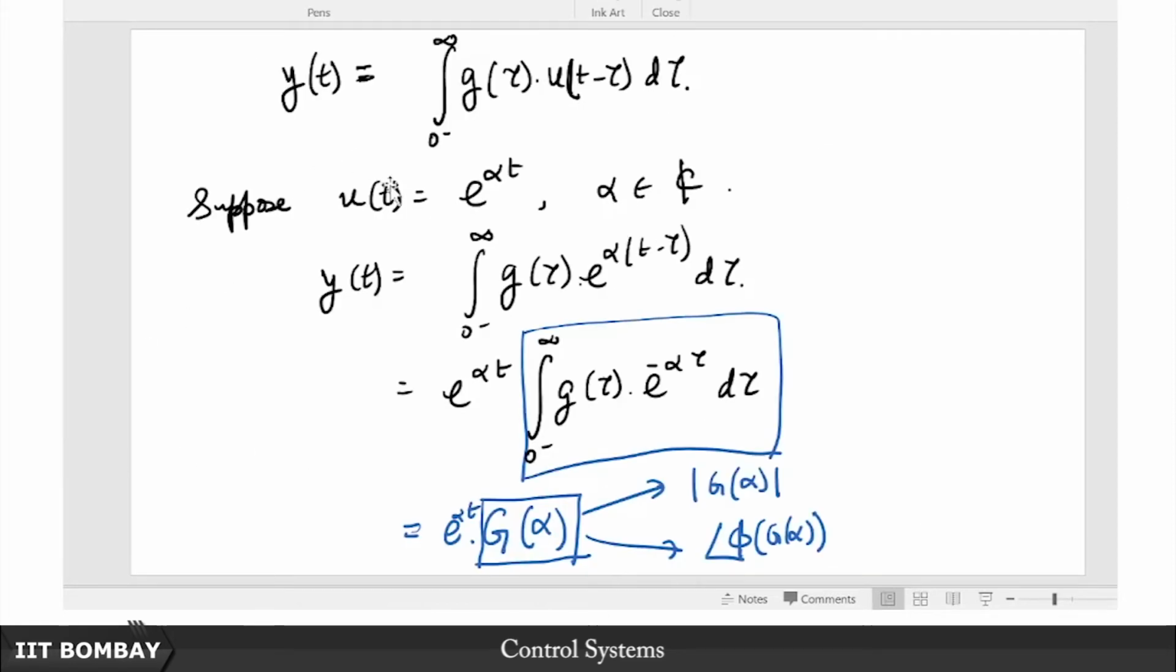Or you can also try out applying an input of e to the alpha t. In the strictest sense these are like eigenfunctions, but we do not want to use that term for now, forget about it. You do not have to tax your memory to remember all that. The point is, if you excite the system with e to the alpha t, the output will be nothing but e to the alpha t multiplied by this gain, which is nothing but the transfer function. So if you excite the system with e to the st, then you actually get the transfer function times e to the st as your output.